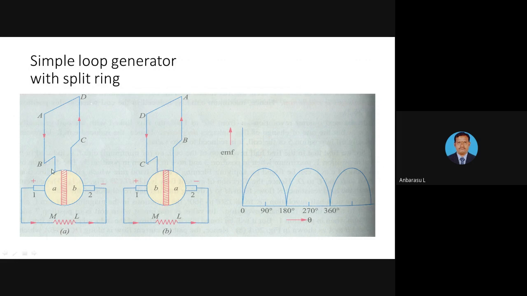The alternating induced EMF in the armature winding is converted into unidirectional induced EMF with the help of split rings. In a systematic manner, we can convert the alternating induced EMF into unidirectional DC EMF, which flows through the external circuit. Here, a pulsating DC voltage is produced.